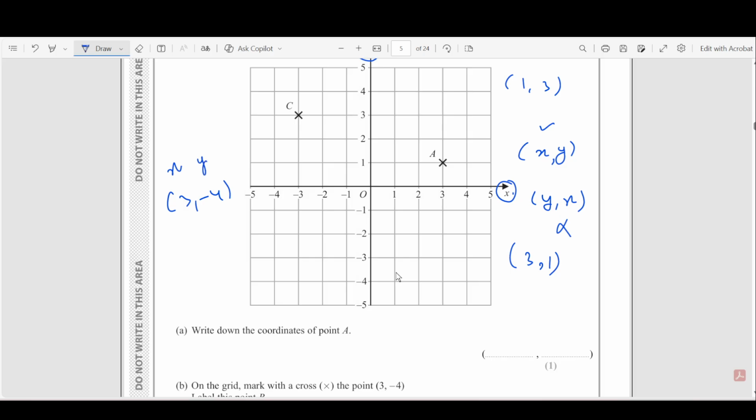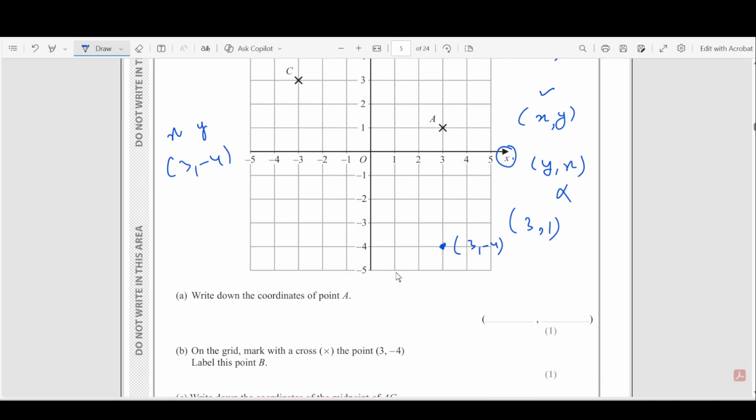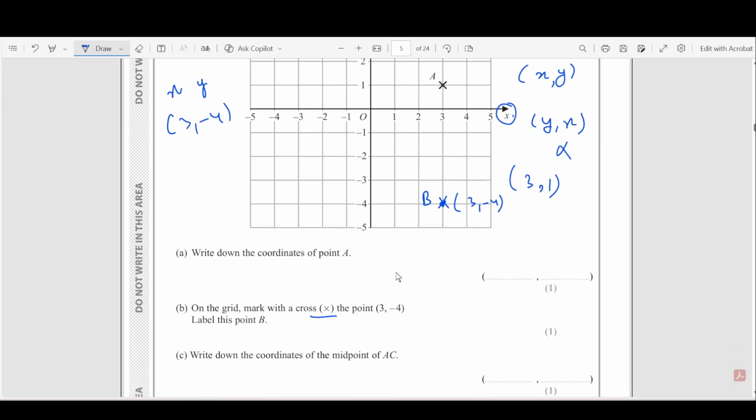So on the x-axis, where is 3? This. And negative 4 is this, right? Downward we have negative 4. So we start from 3 and we go to negative 4, this. So this point is 3 and negative 4, right? And we need to label it as point B. So I can write point B and put a cross there as it says.